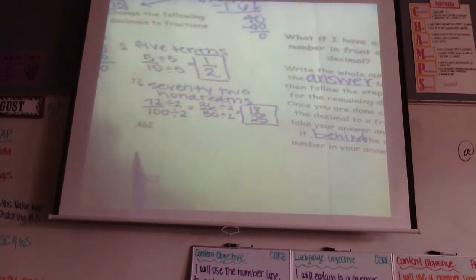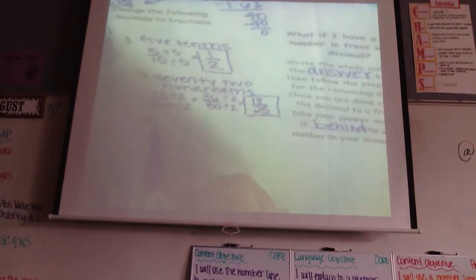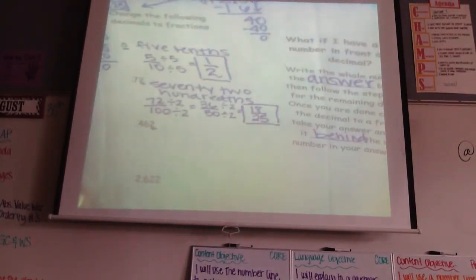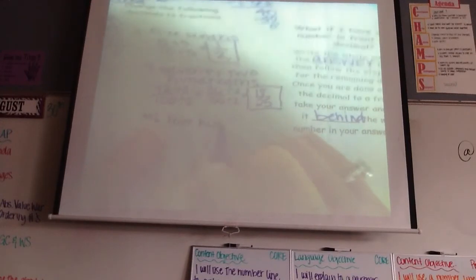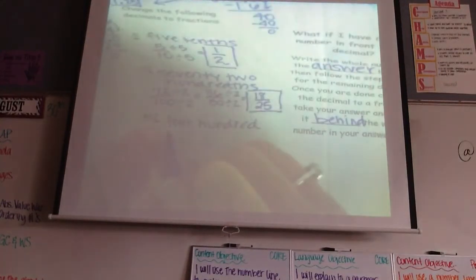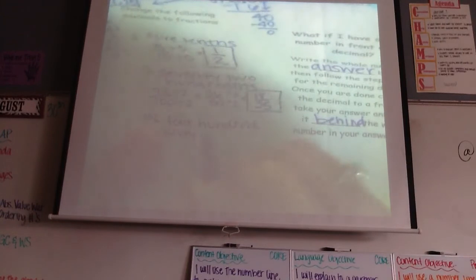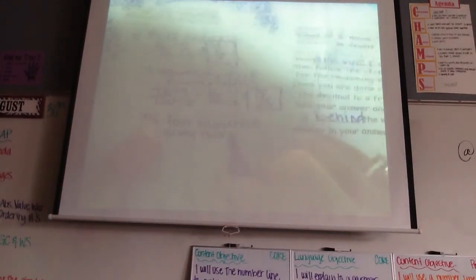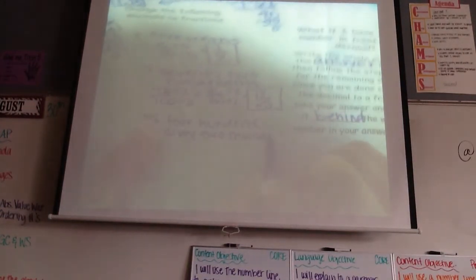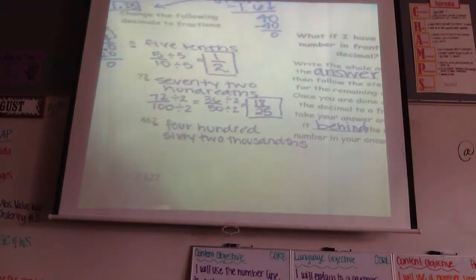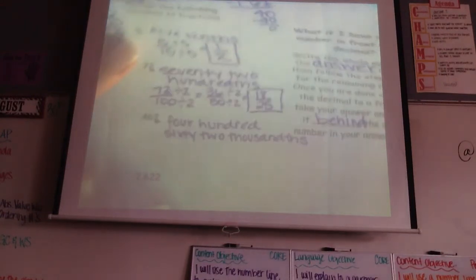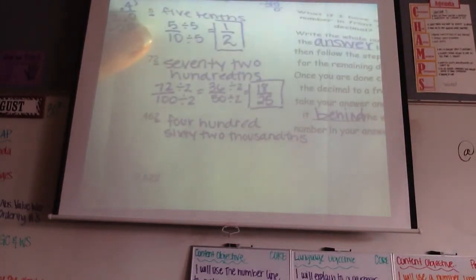Let's look at our next one. 0.462. How do we say that? Well, let's look at our last digit. That is in the thousandths place. So I would say this, 462 thousandths. Okay? 462 thousandths. Well, let's write it like we said it.